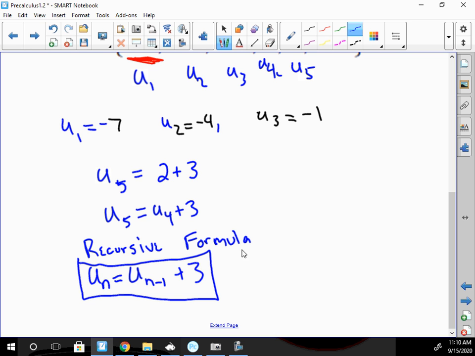And in my recursive formula, I'm always going to have u(n) equal to u(n minus 1), and then whatever is happening to each term to get the next one. In this case, it was +3.